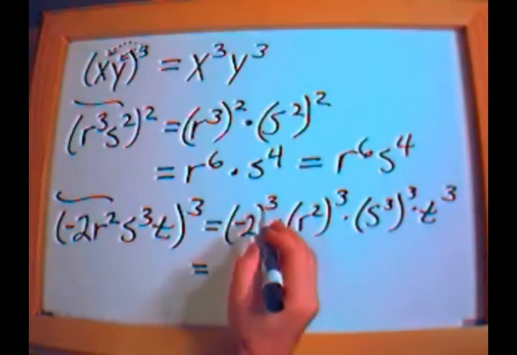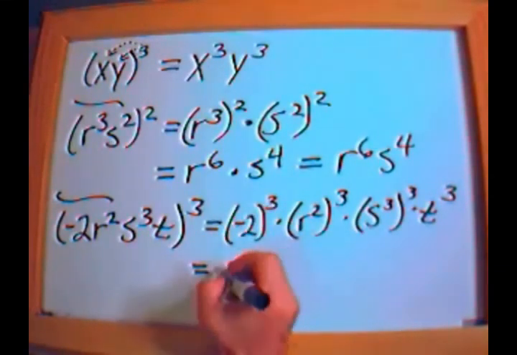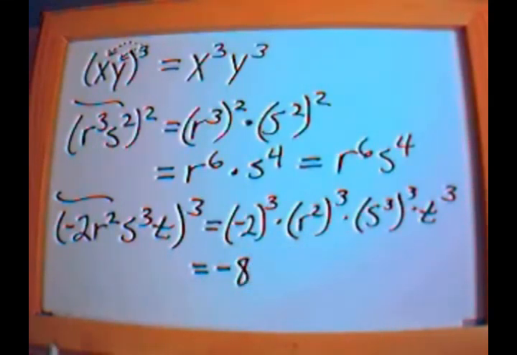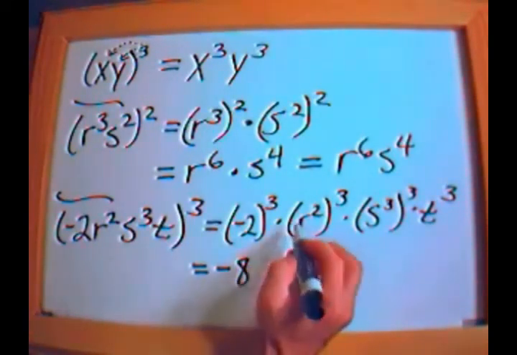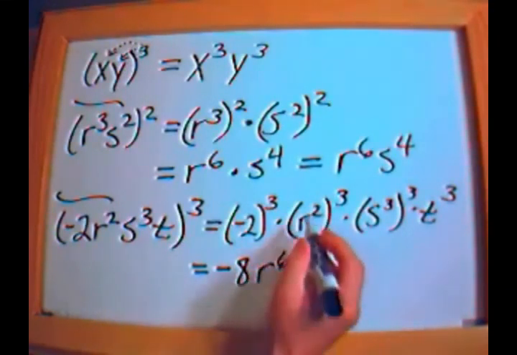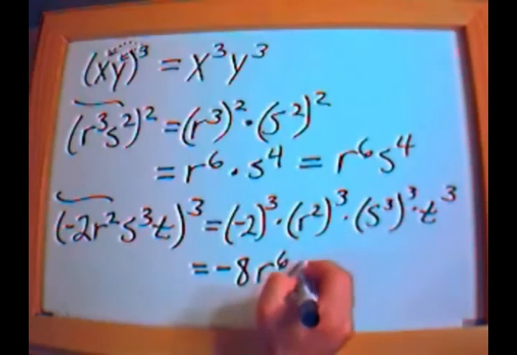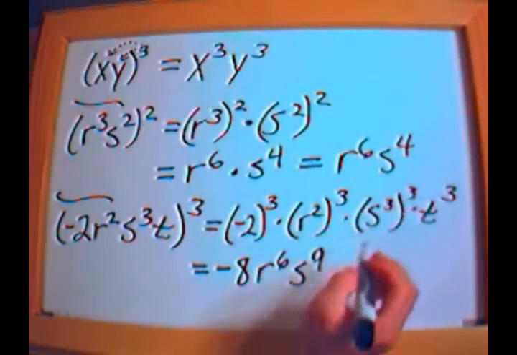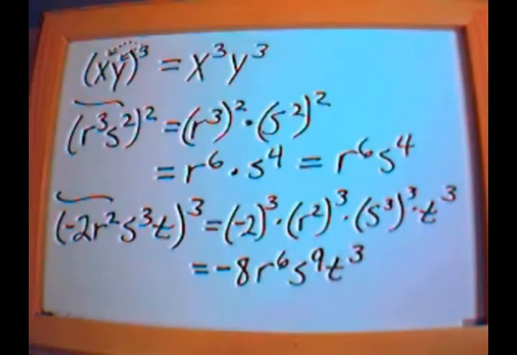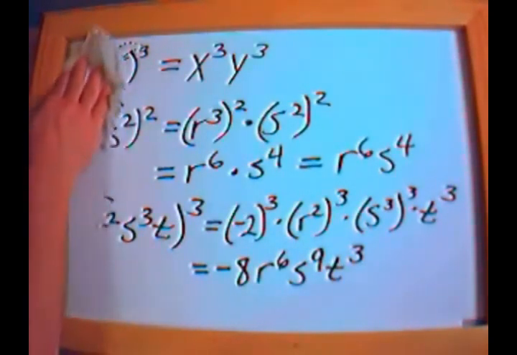You can simplify this. Negative 2 raised to the third power is negative 8, and you can convince yourself of that by taking negative 2 times negative 2 times negative 2, and you'll get negative 8. Okay, multiplied by, and this simplifies and it goes to r to the 6th, because 2 times 3 is 6. The next one simplifies as s to the 9th, because 3 times 3 is 9, and the next one simply stays as t to the third power, because that's pretty much all there is left, the t to the third. So it's not too bad.